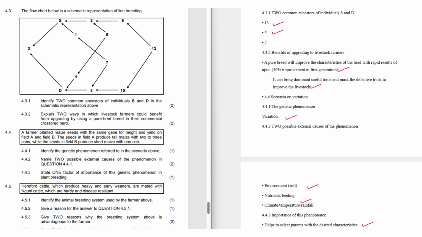So a farmer planted maize seeds with the same gene for height and yield on a field A and field B. The seeds in field A produce tall maize with 2 to 3 cobs, while the seed in field B produced short maize with 1 cob. 4.4.1 Identify the genetic phenomenon referred to in the scenario above.